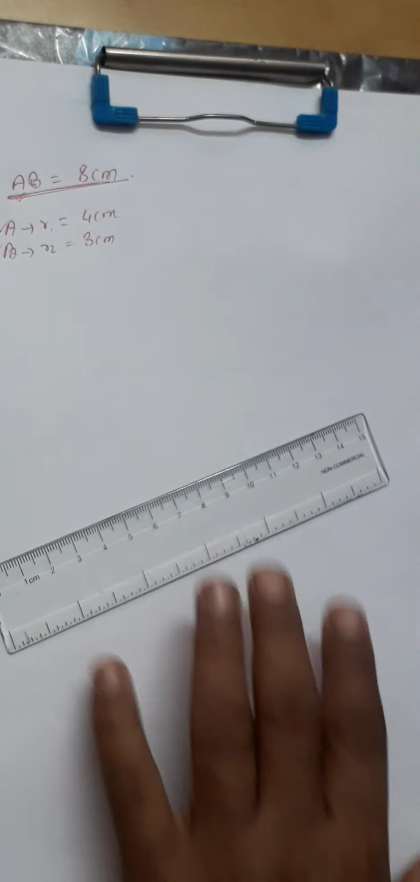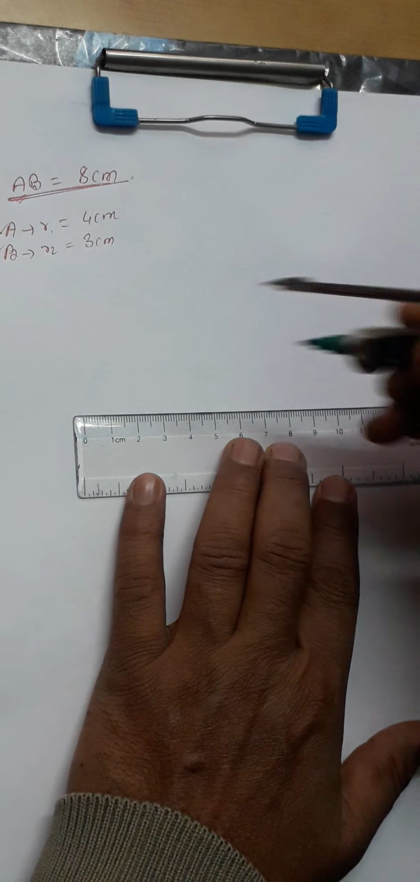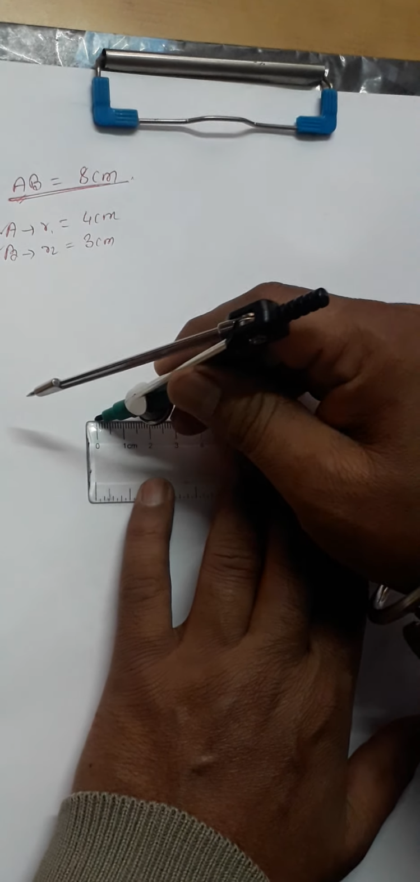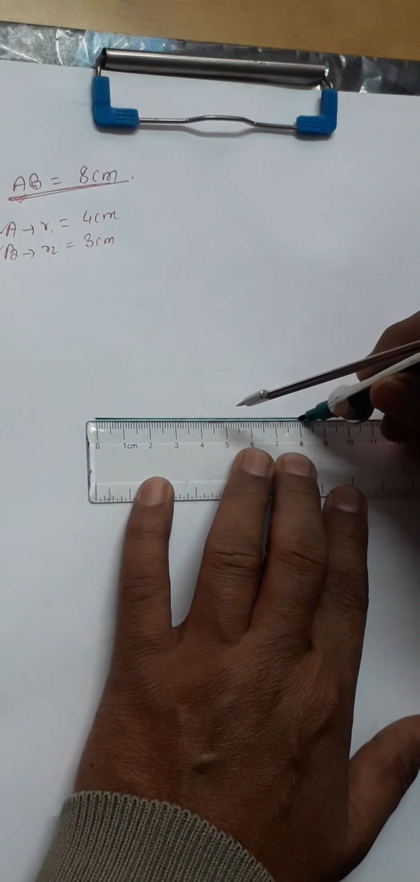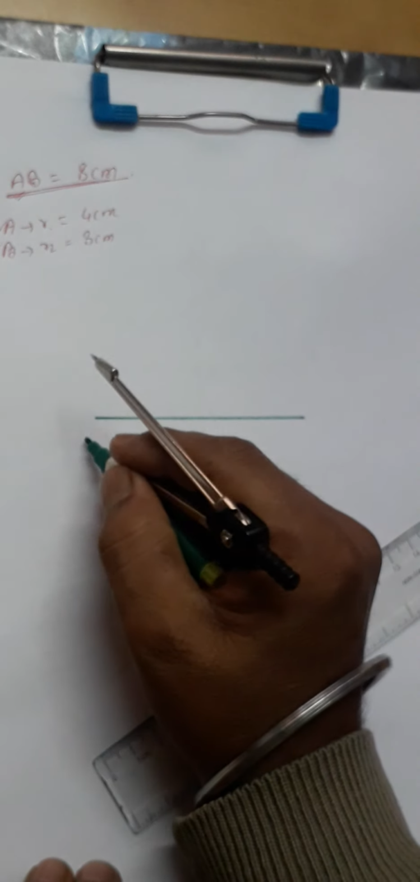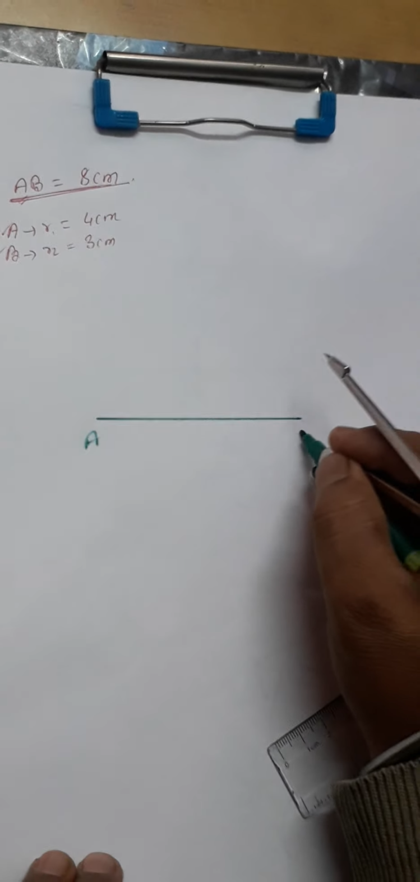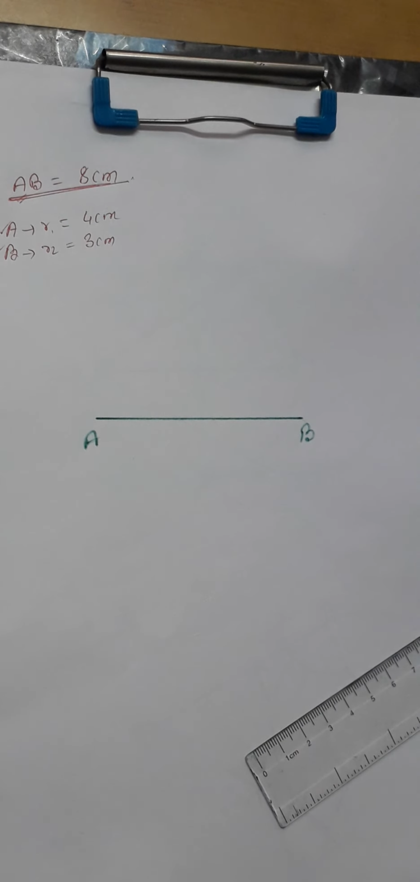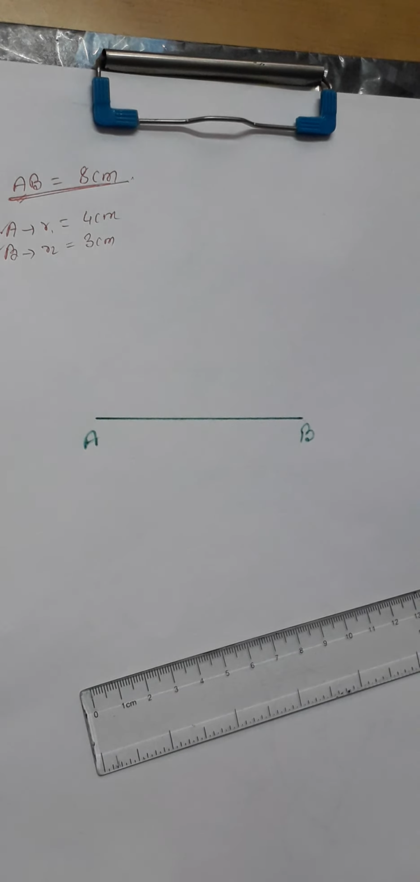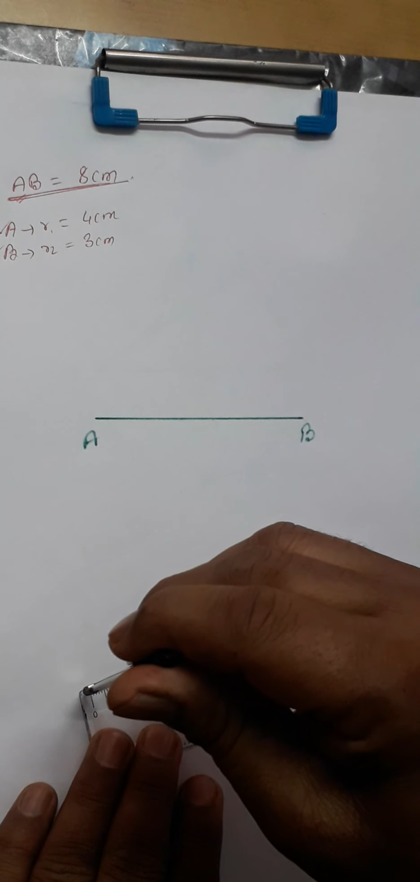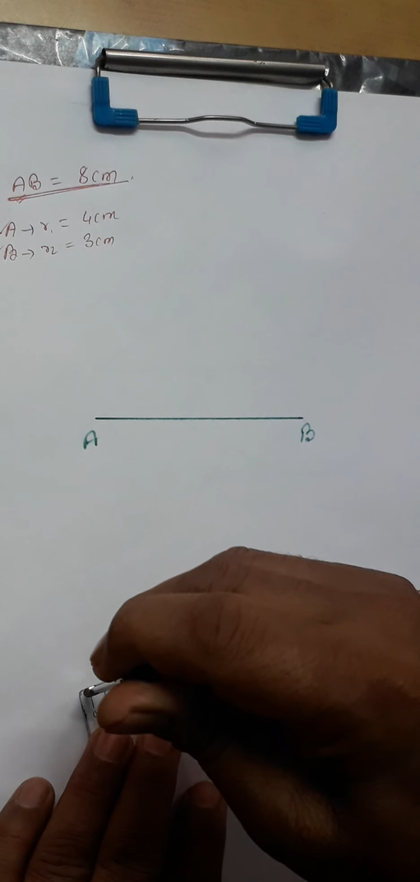Now first of all we will draw a line segment of length 8 centimeter. Here we have drawn. Let it be A and this be B. With A at center, we have to draw a radius of circle of radius 4 centimeter.